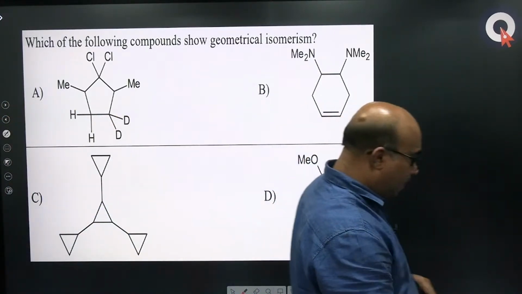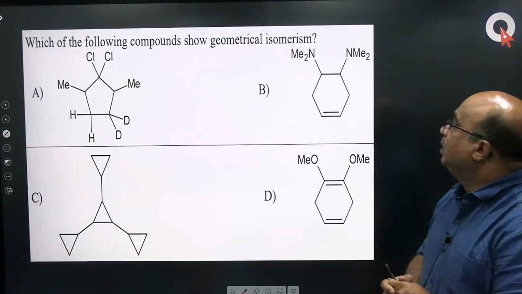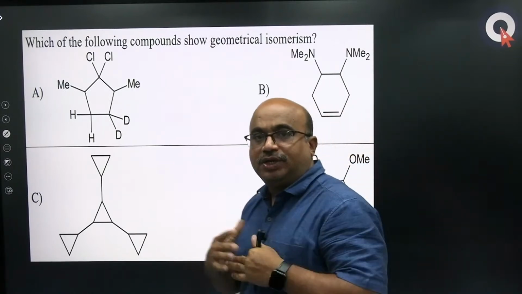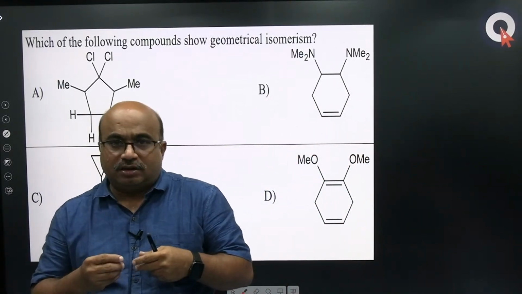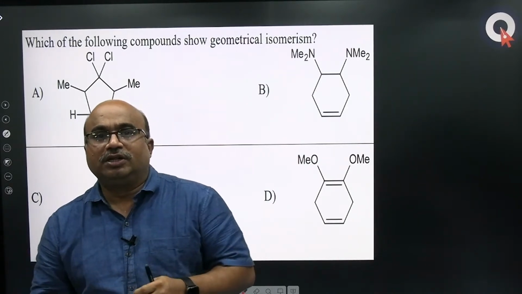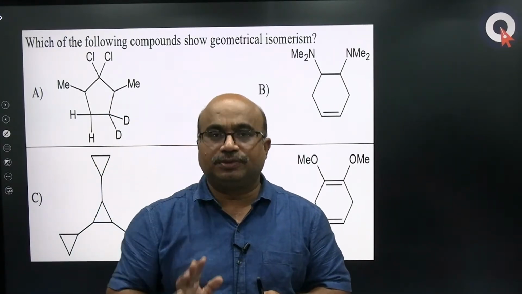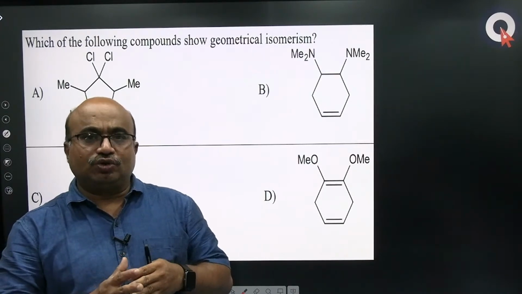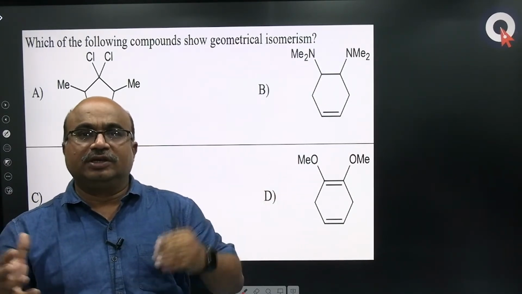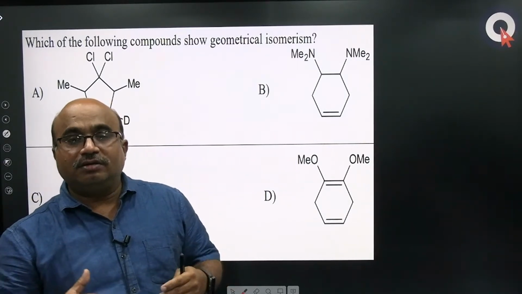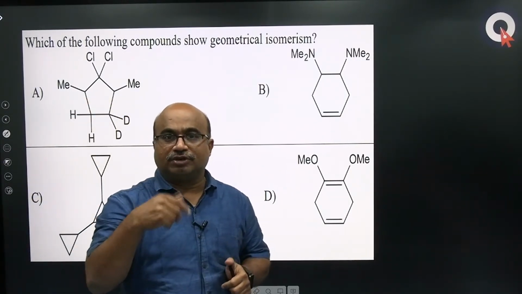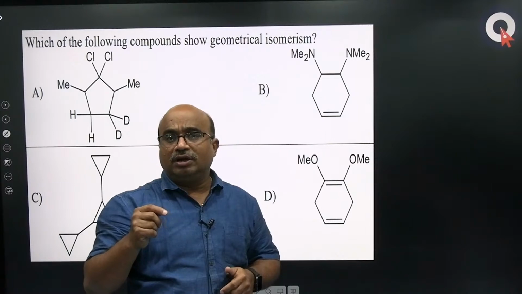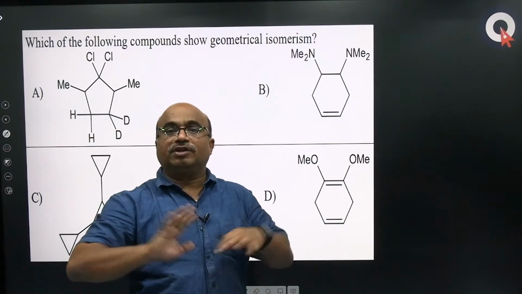Now, which of the following compounds show geometrical isomerism? To show geometrical isomerism, what is the primary condition? At an sp2 carbon or in cyclic compounds, the carbon must hold two different groups. Then it can show geometrical isomerism. And if the groups at the two double bonded carbons or two ring carbons are different, then if at least one group is the same, they show cis-trans isomerism. Otherwise, they show EZ isomerism.